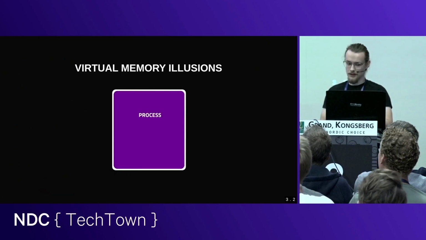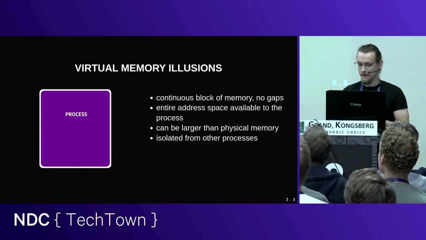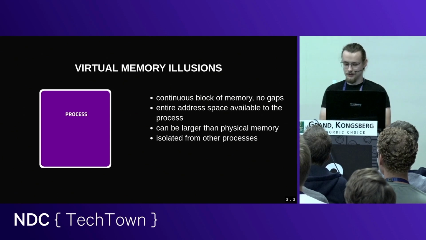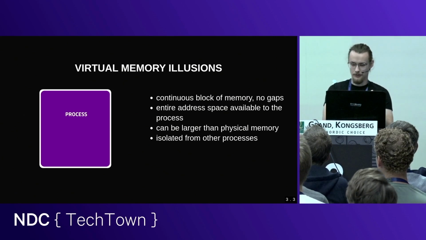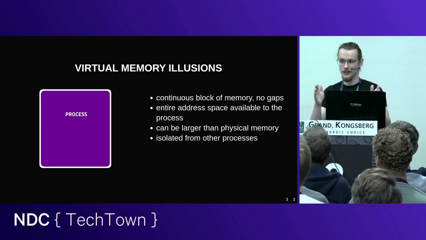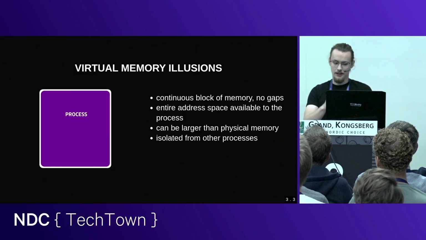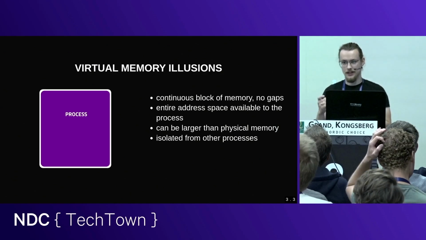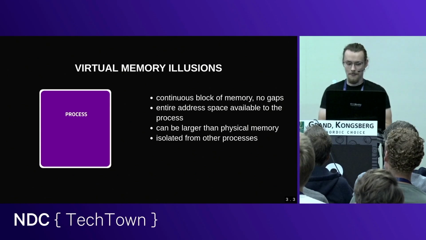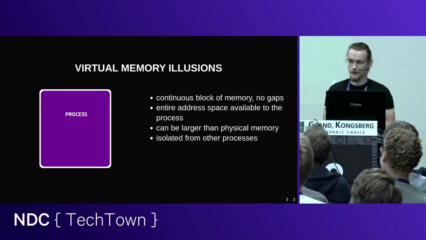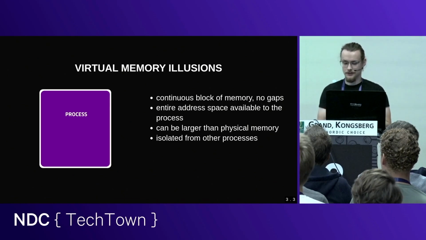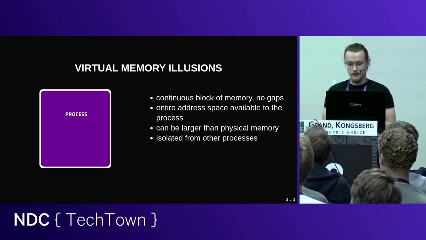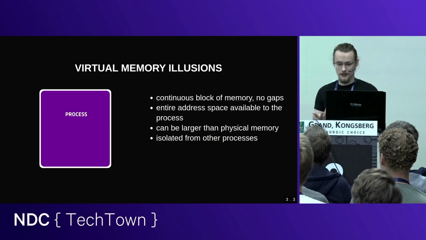If we take the blue pill and we look into the virtual memory illusion, we have a very nice and comforting illusion of having a continuous block of memory without any gaps. The entire process space is available for our process. It's a virtual memory, so it's just a model. It can be actually bigger. The space can be bigger than the physical memory that is available to the device, and we are isolated from other processes. We cannot see the memory of other processes unless we use some inter-process communication explicitly.